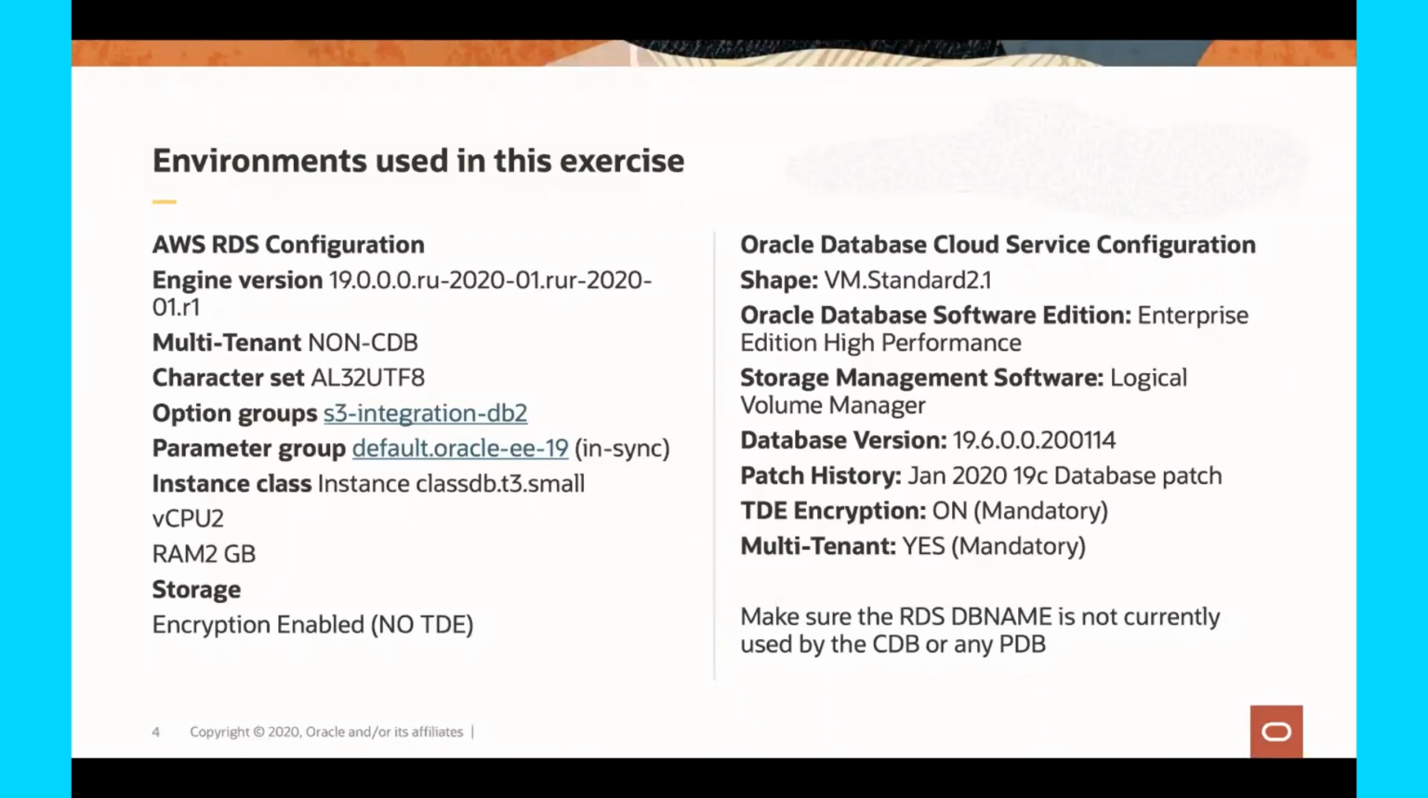So, assuming you are creating this OCI instance specifically for this purpose, use different names, both for the CDB and the first PDB. And then when we import, we will import the RDS database as a PDB here. We will keep the same name we had on the AWS side. Okay, so this is the environment we used.